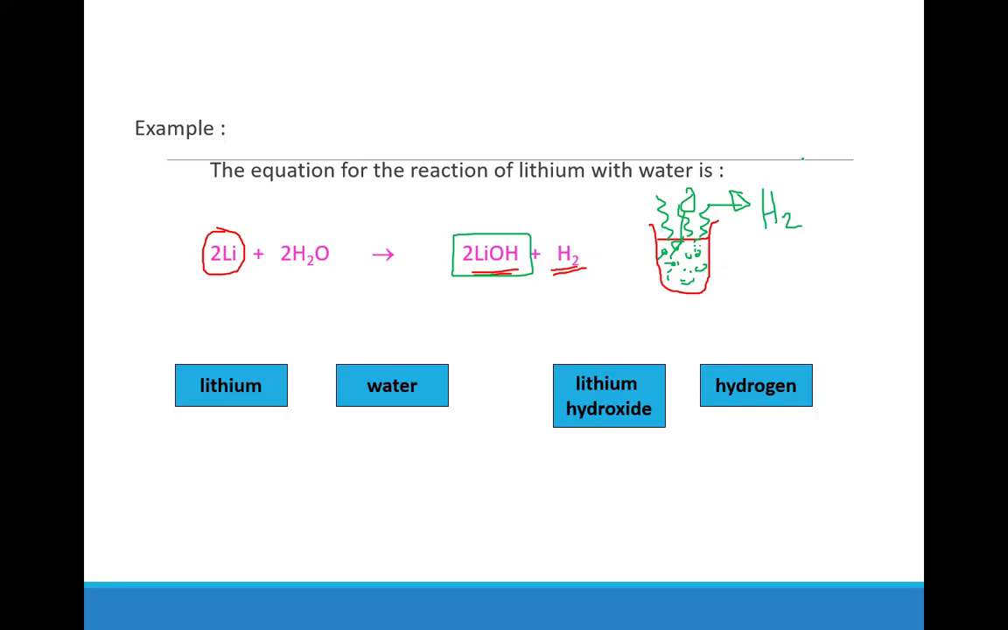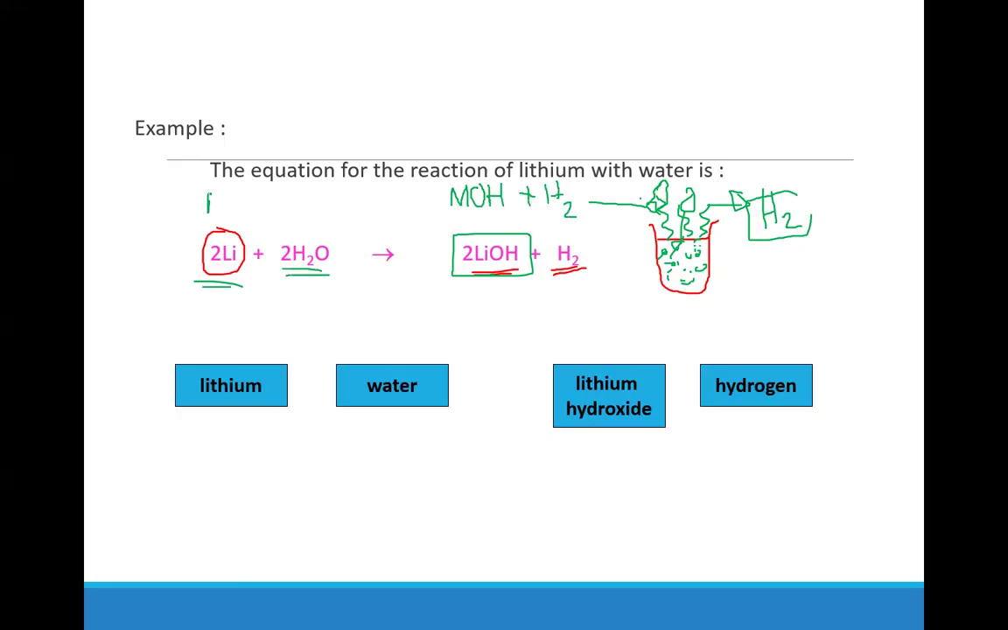If you hold a flame over this beaker, you will hear a popping sound. The flame will extinguish with a popping sound. That shows that there is hydrogen gas being released through the reaction. So all of the group 1 metals react vigorously with water and form a metal hydroxide, and they also release hydrogen gas. For every group 1 metal, the reaction is literally the same.